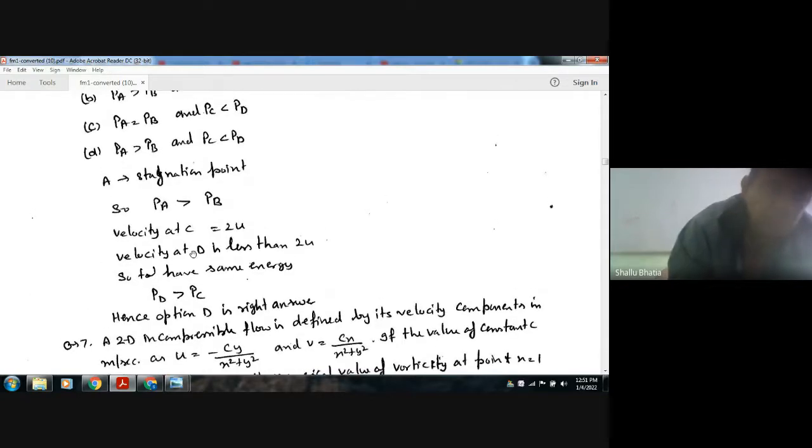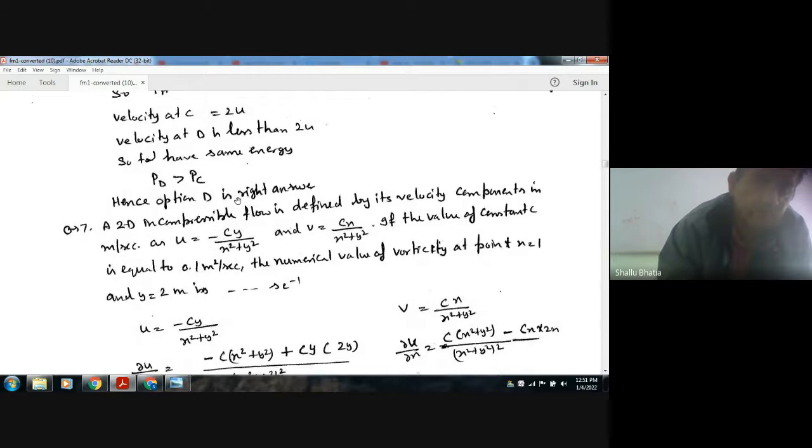So both conditions are satisfied in option D. PA is greater than PD and PC is less than PD. So option D is the right answer.